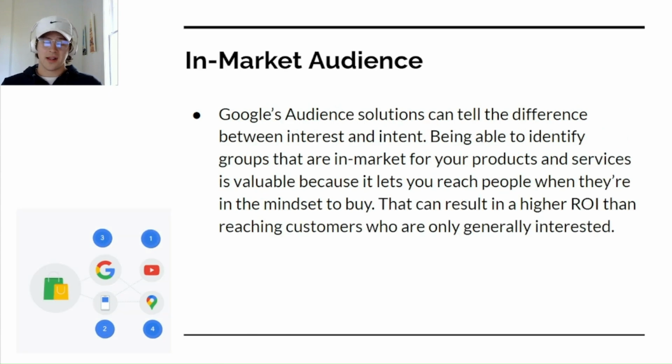Okay, so the last audience solution is going to be in-market audiences. So Google's audience solutions can tell the difference between interest and intent, right? Being able to identify the groups that are in market for a product or service, separate from an affinity group, is extremely valuable, right? So targeting in market is basically people that are ready to buy at some point, right? They might have gone to a fishing website and added lures to their cart and then abandoned the cart, right? That's what we think about when we think about in market, right? I'm looking to buy.